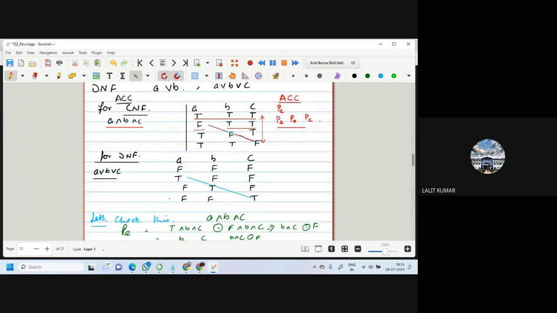For DNF, we do the opposite. We fill all the values with false. And now diagonally change it to true. So this becomes true, this becomes true, this becomes true. So this is the ACC for A or B or C. So this will come very, very handy. All 4 of these are ACC for OR.